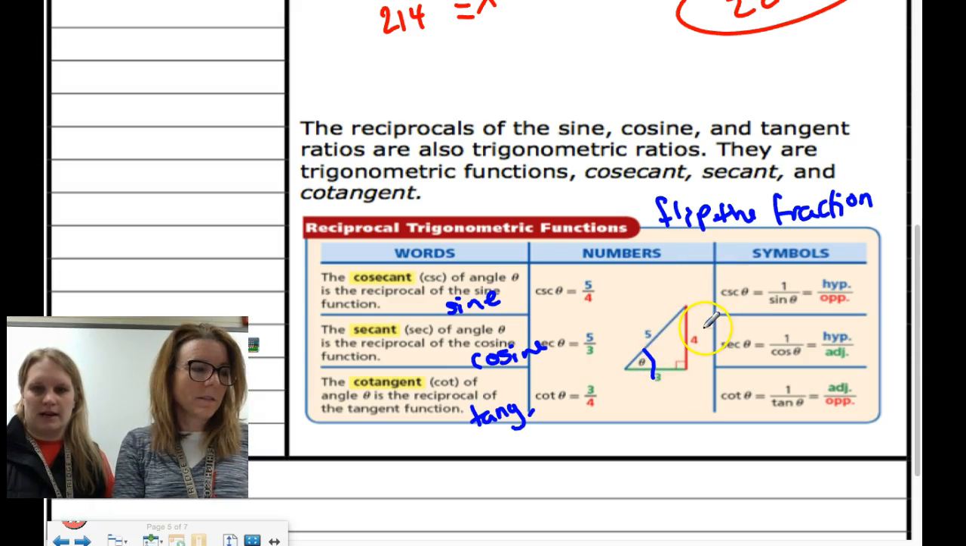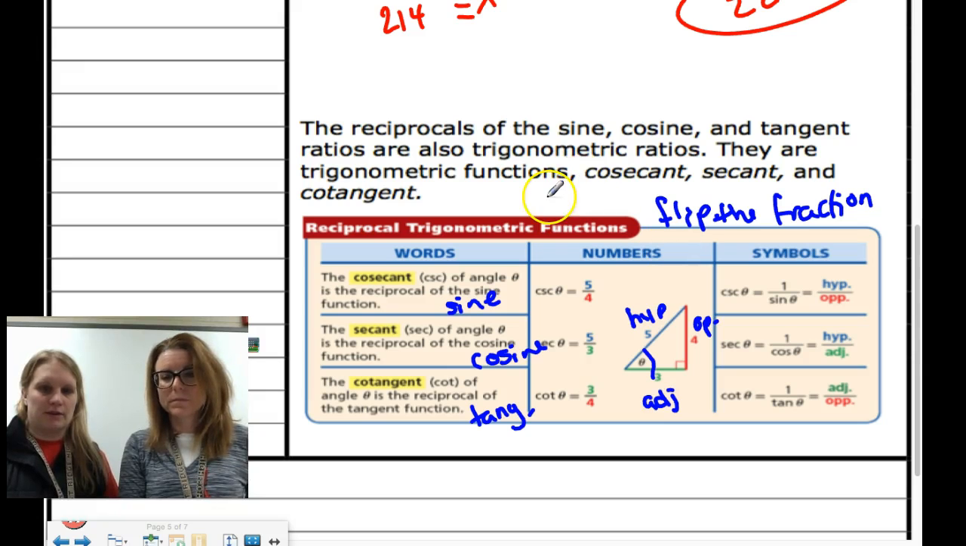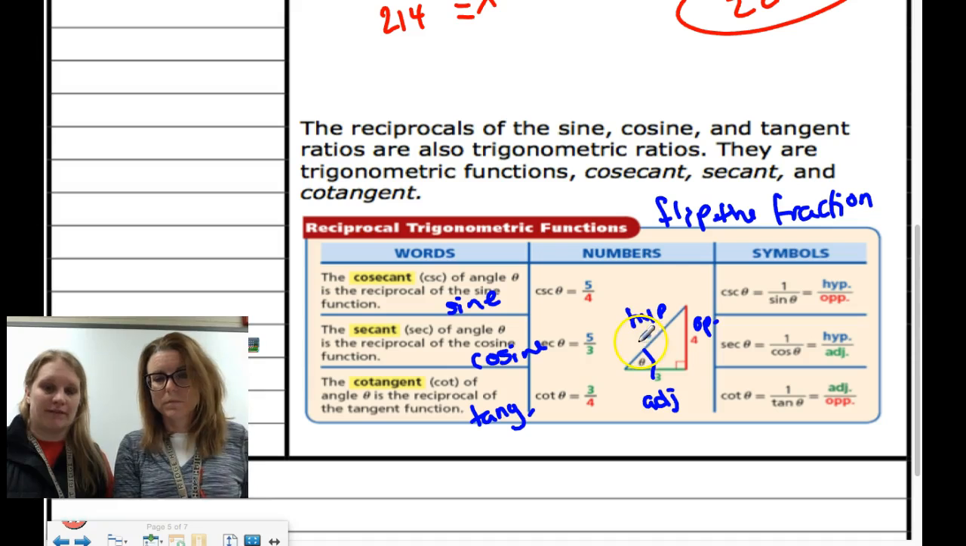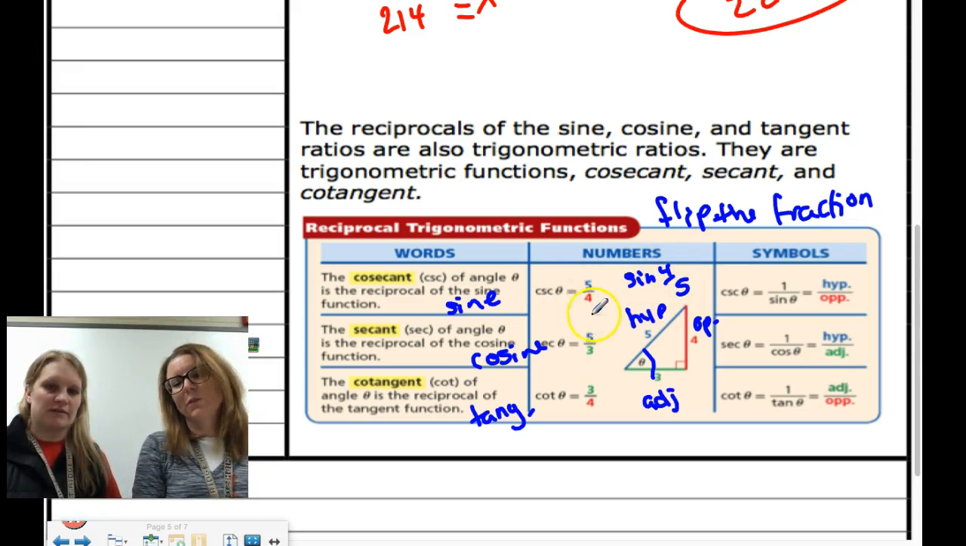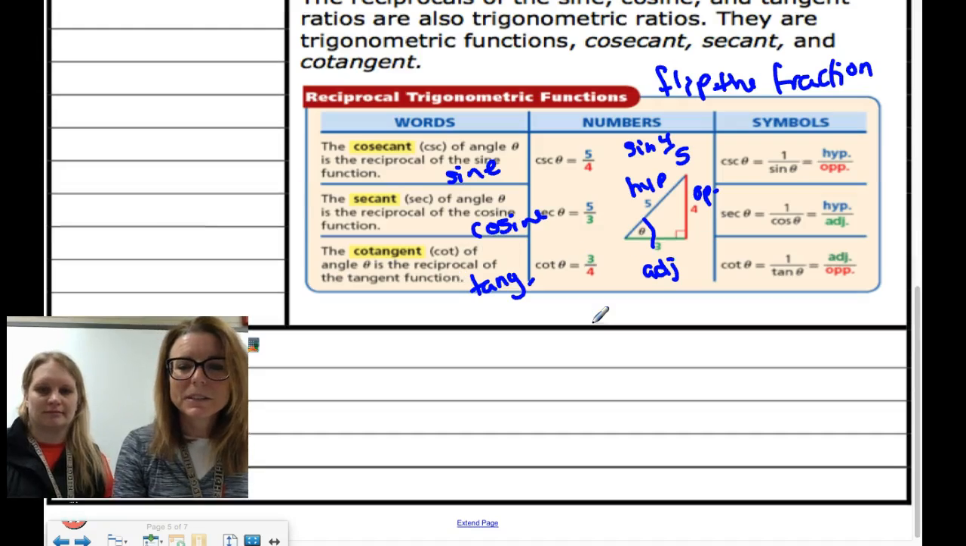So basically, here we've got opposite, hypotenuse, adjacent for normal, but now we're going to flip them. If we do the sine of this, it would be opposite over hypotenuse, which is 4 over 5. So sine would be 4 over 5. But then for cosecant, we just flip the fraction, which is 5 over 4. That's all we're doing. Pretty straightforward.